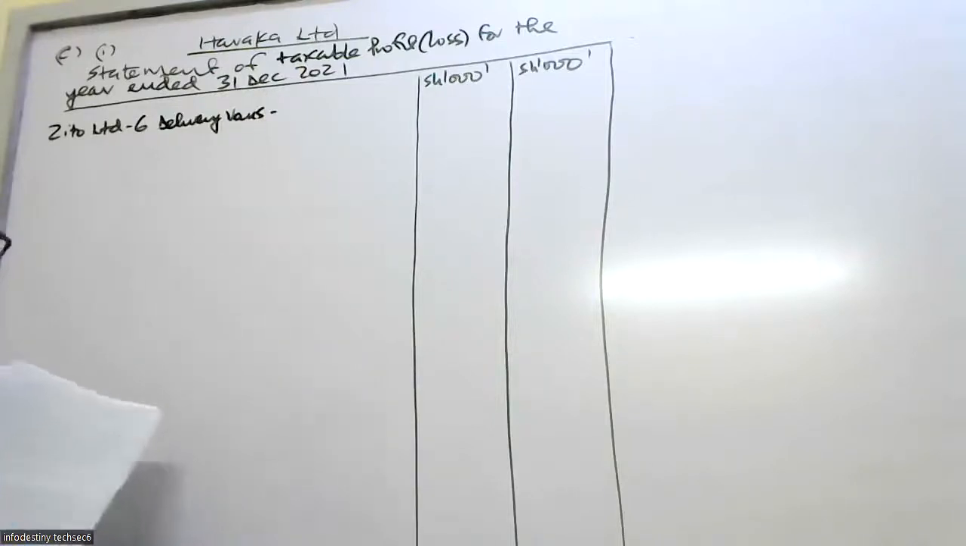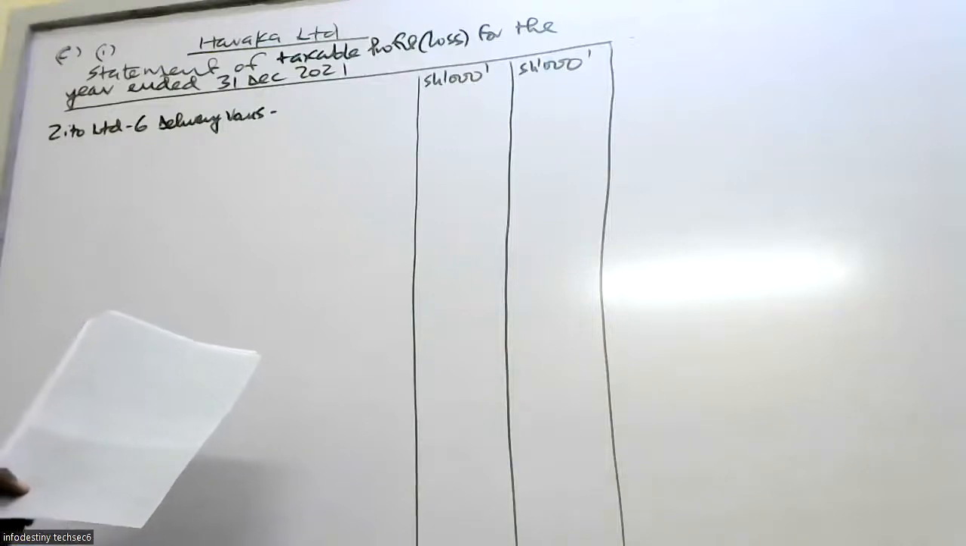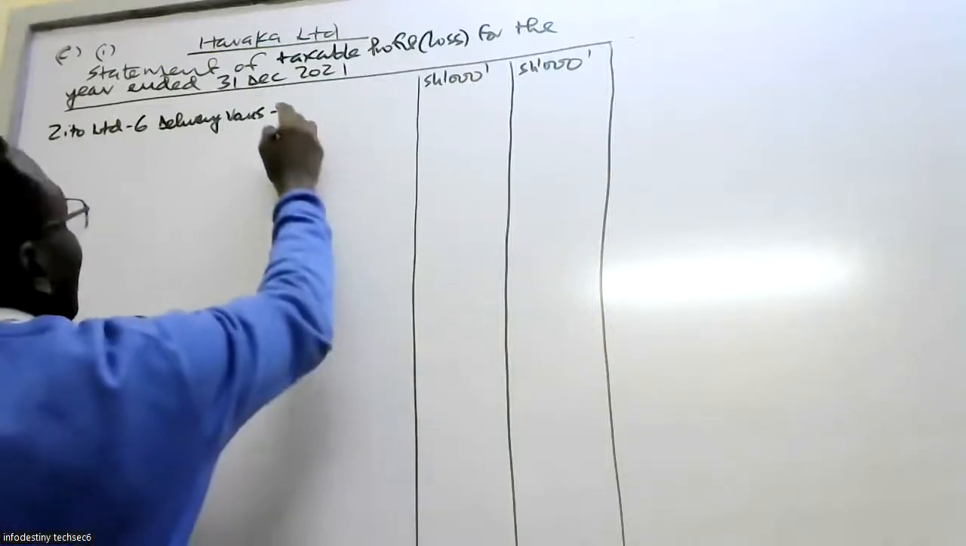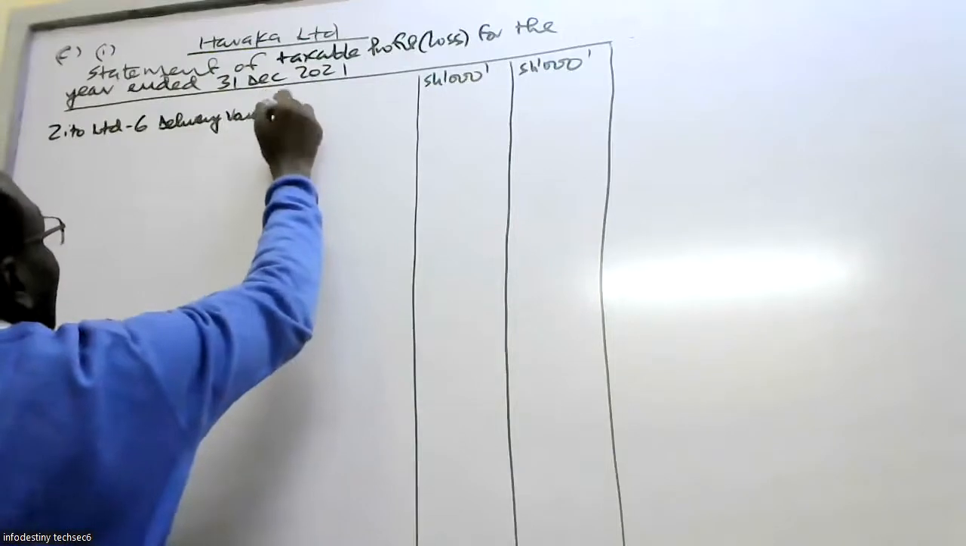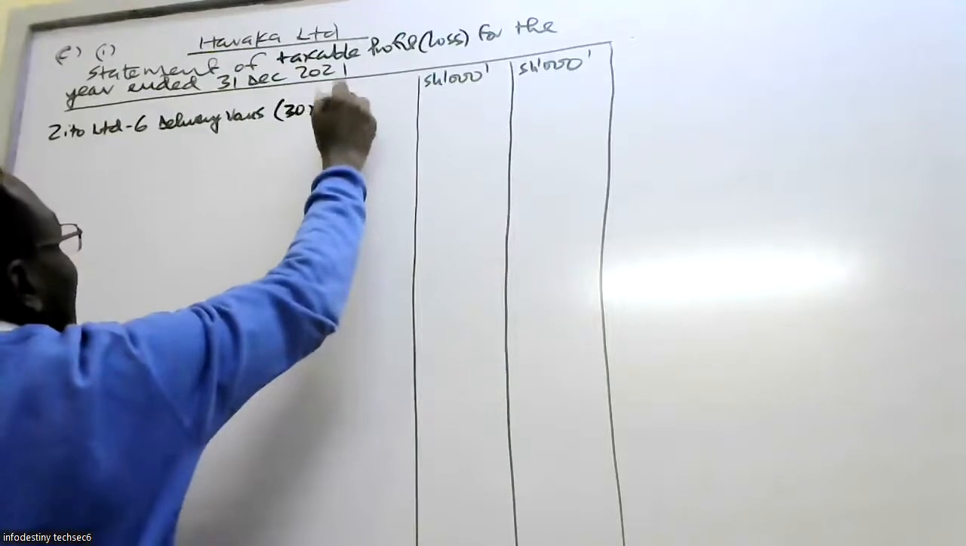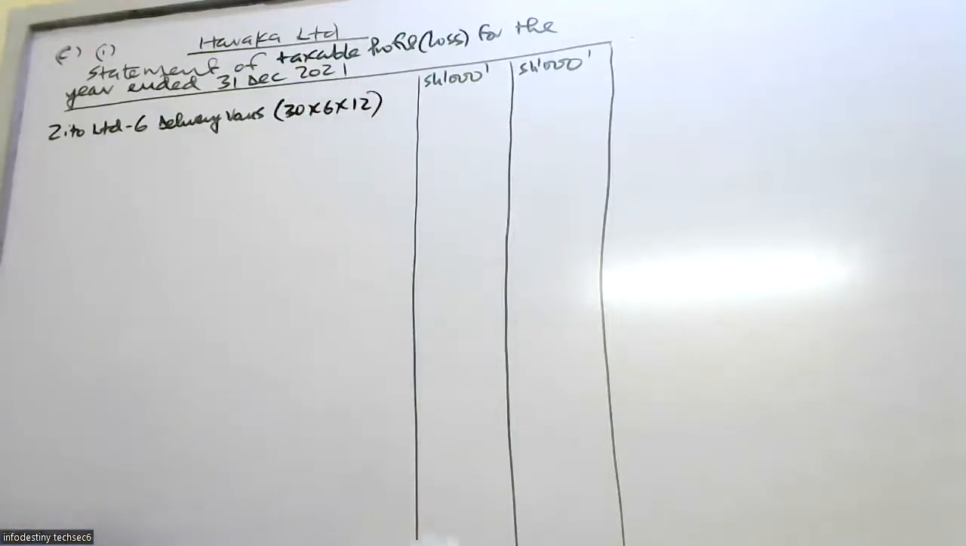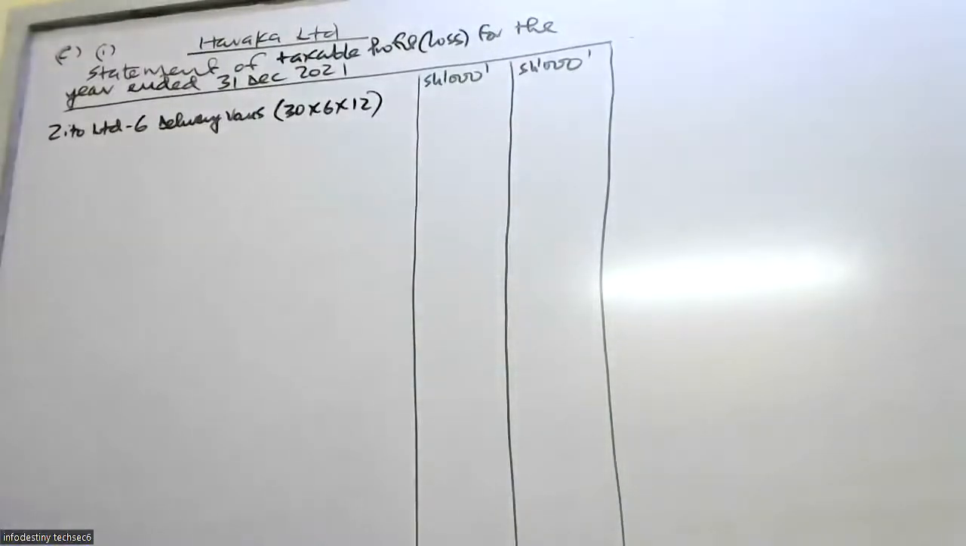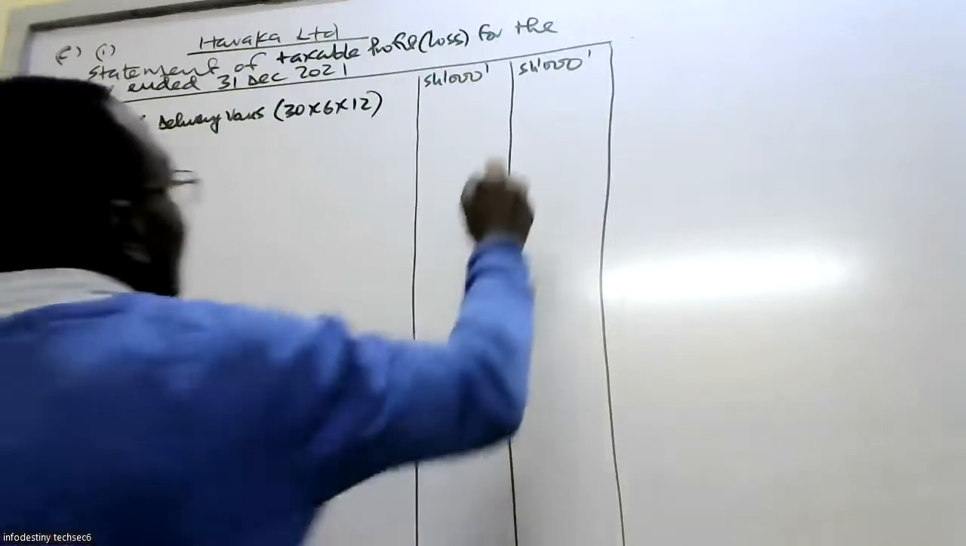Now these delivery vans are being leased at 30,000 each a month. So this should be 30,000 each per month for 6 delivery vans for 12 months. So that should be able to give us the income. 30,000 for each delivery van for 6 delivery vans for a whole year. This gives us income of 2160.